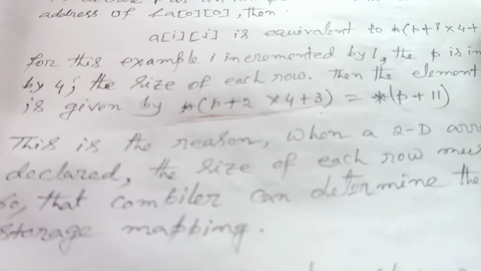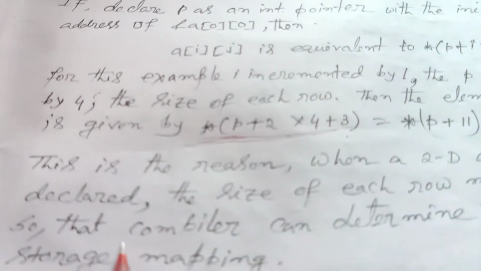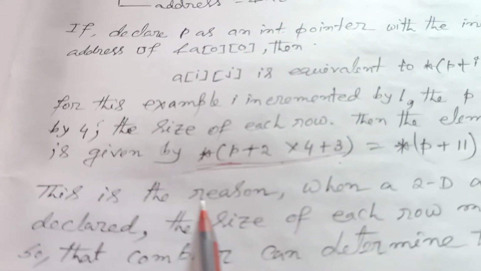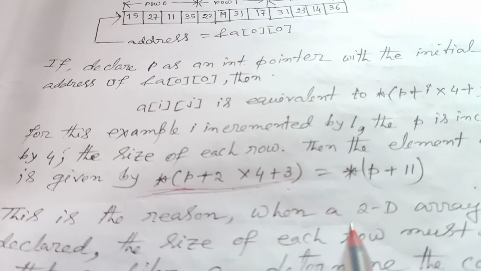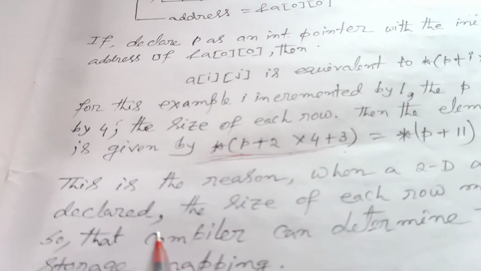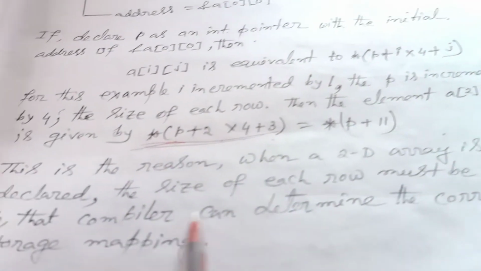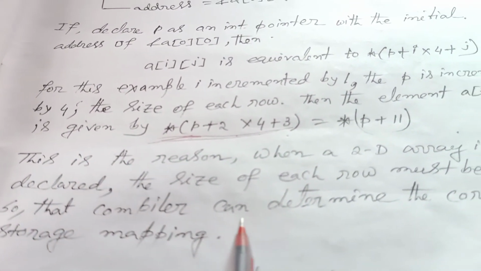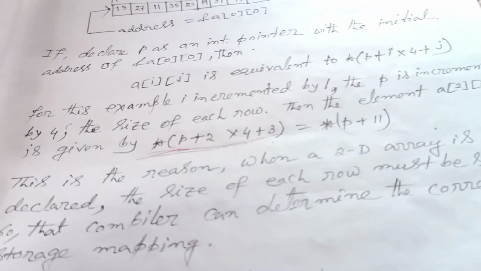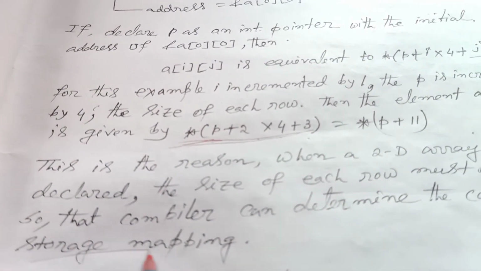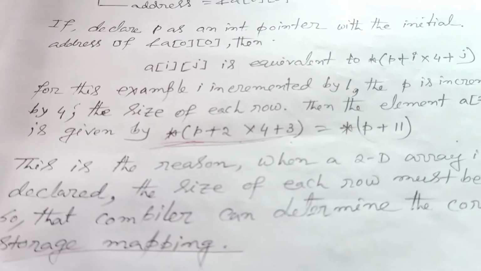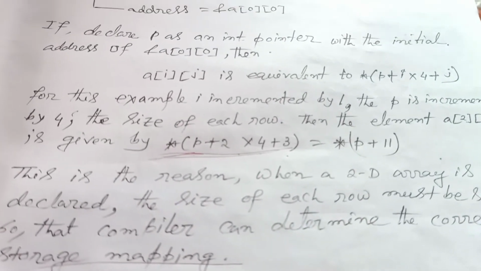So that's why it is into 4. This is the reason when a two-dimensional array is declared, the size of each row must be specified so that the compiler can determine the correct storage mapping.